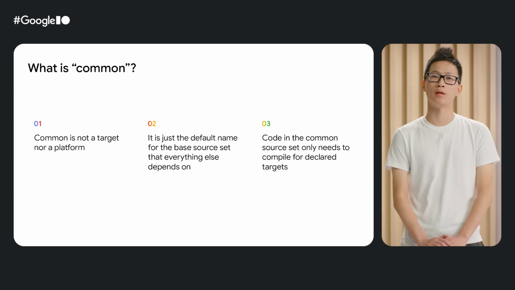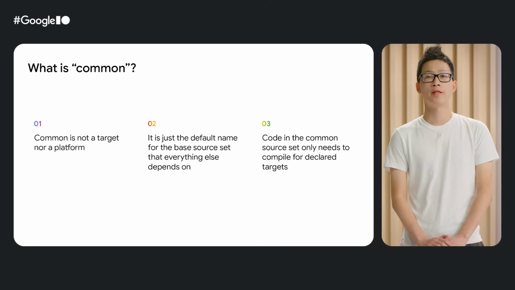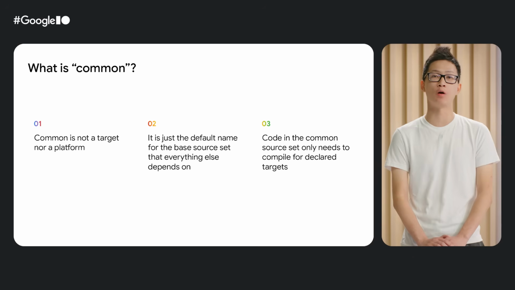A note about common. As I mentioned earlier, it is just a default source set. This means there's no such thing as a common target. There is no special common platform that Kotlin code is supposed to compile to. In fact, the compiler only checks your common code for compatibility against declared targets. So it's possible to write common code that isn't truly commonized across all possible targets if you've only declared a subset of them to compile to.